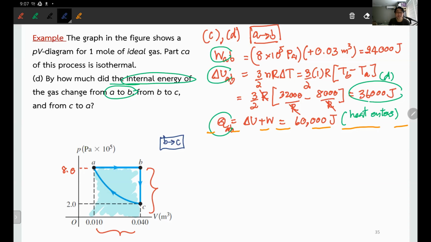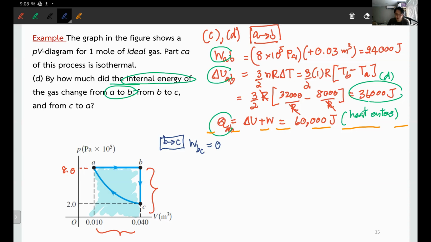Now B to C is nice. What is W, guys? Very good. It's once again a constant volume process. It's a vertical line. Just like you saw before, when it's a vertical line and the volume does not change, work done is zero. Or you can think in terms of the area under the curve. There's no area under the curve, so work is zero.